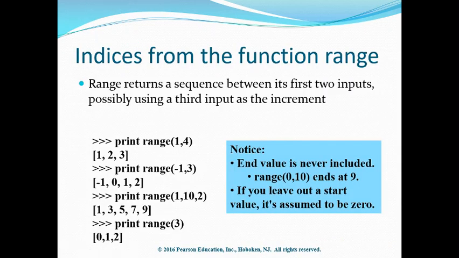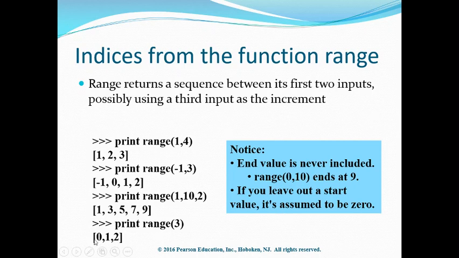So indices from the function range. Range returns a sequence between its first two inputs, possibly using a third input as the increment. So if I said print range 1 to 4, I would get an array of 1, 2, and 3. If I said print range from -1 to 3, -1, 0, 1, 2. Range from 1, 10, 2 uses an increment, so it skips by 2, right? So it's 1, 3, 5, 7, 9. If I said print the range of 3, we assume that it starts at 0. Like it says, notice here, if you leave out the start value, it's assumed to be 0.